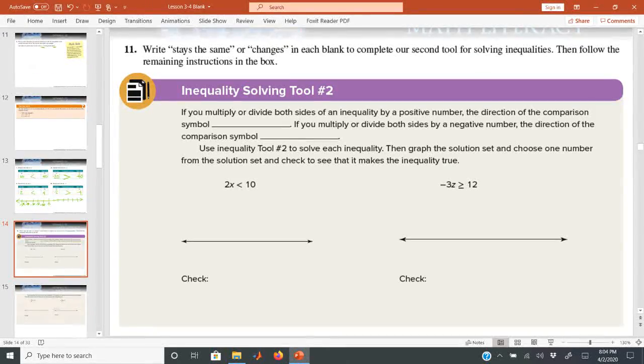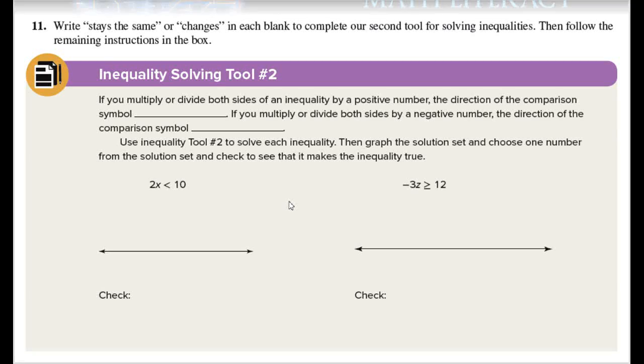Question 11 is actually going to ask you to think about writing a rule based on what we just saw. So restart the video once you've done that. Okay, so the direction stays the same or changes. So we look at the inequality solving tool number 2. If you multiply or divide both sides of an inequality by a positive number, the direction does not change. But if you multiply or divide by a negative number, we found the direction does change.